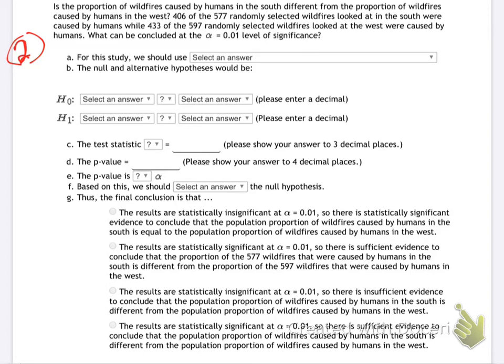Is the proportion of wildfires, very appropriate timing, huh? Wildfires caused by humans in the south different from the proportion of wildfires caused by humans in the west?